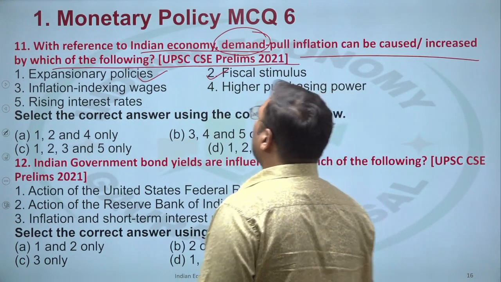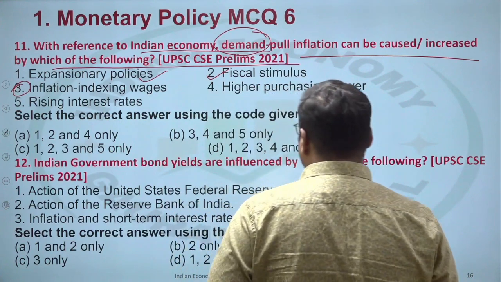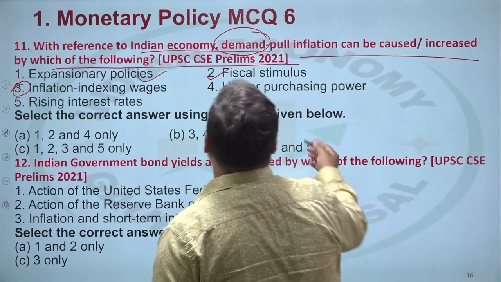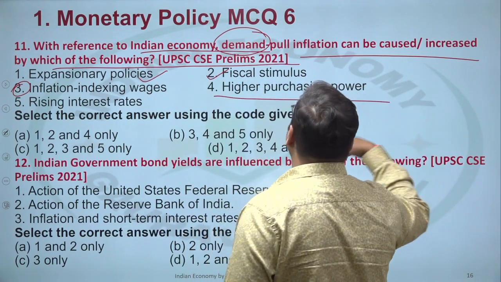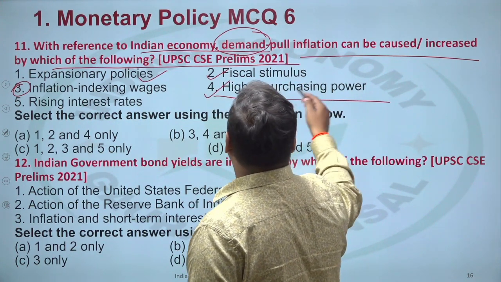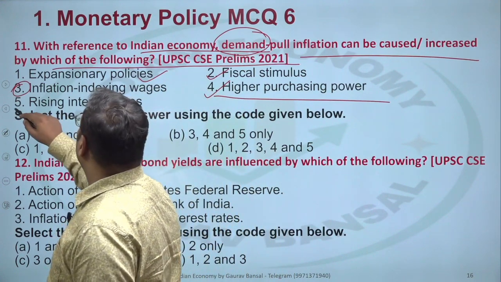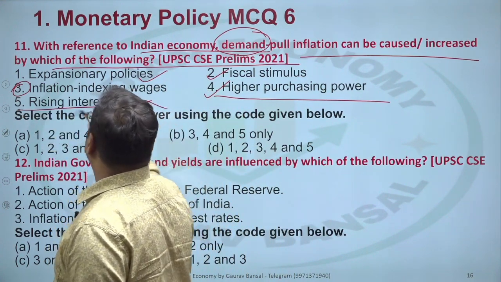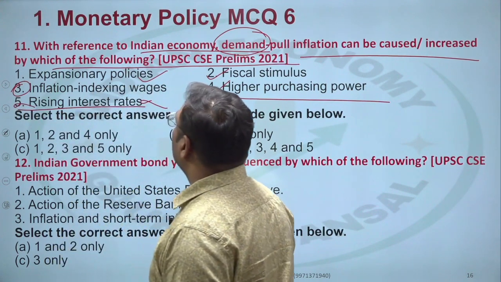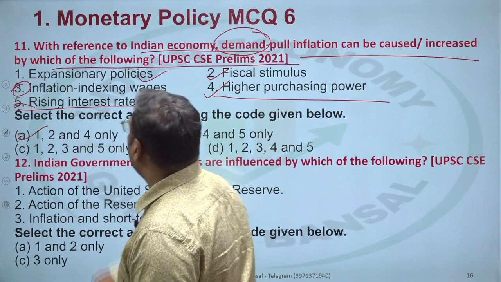Third, inflation indexing wages. This is not related. Higher purchasing power. Any tool which will increase people's income, higher purchasing power, that will also create demand pull inflation. So that will also lead to this. Rising interest rate, not at all. This will decrease the demand. Third is not related, fifth is wrong. Answer should be A, 1, 2 and 4.